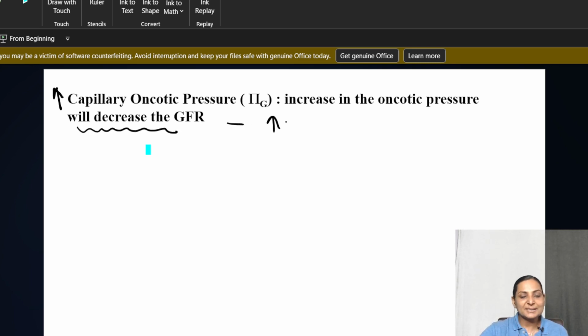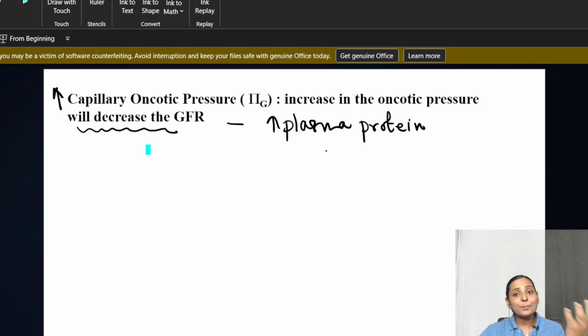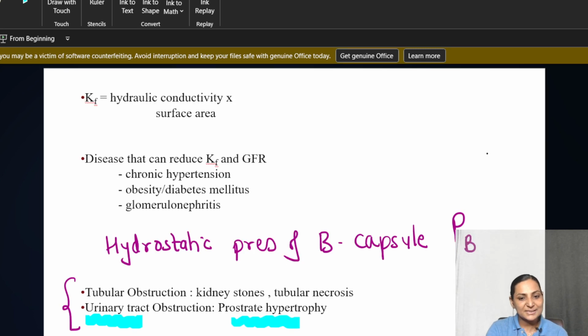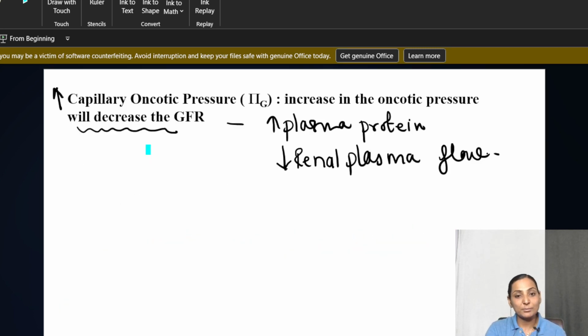For example, if there is an increase in the plasma proteins, okay, if in any condition there is an increase in the plasma proteins, more proteins will come to get filtered in the capillaries, and the pi G will increase and the GFR will decrease. Also, if there is a decrease in the renal plasma flow, right, that will also result in the accumulation of the proteins, and again the pi G will increase, which will decrease the GFR, right? So hydrostatic pressure of the Bowman's capsule, colloidal osmotic pressure of the glomerular capillaries.